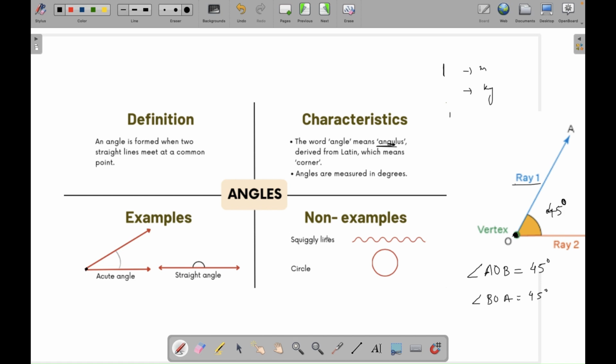Okay. So then there are certain examples of angles. For example, you can have an acute angle, you can have a straight angle. We'll discuss this further. Then you have some non-examples. For example, squiggly lines, so any random lines that you draw. This is not an angle because there is no corner, right? To have an angle, you should have a corner. A circle doesn't have any corner, that is why it is not an angle.